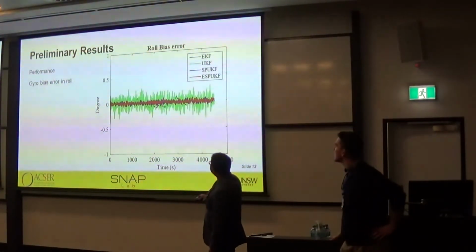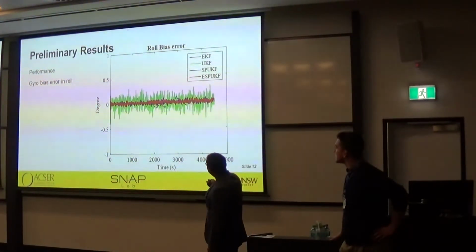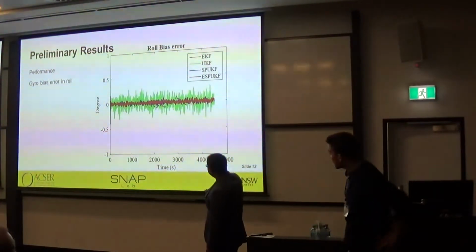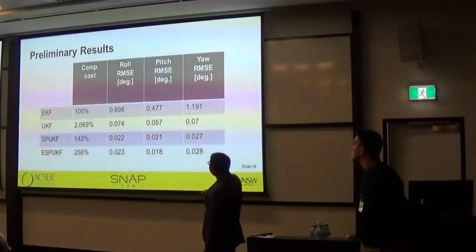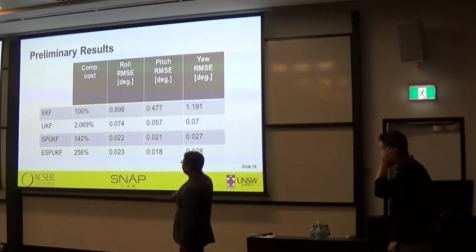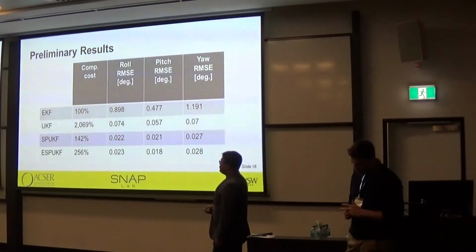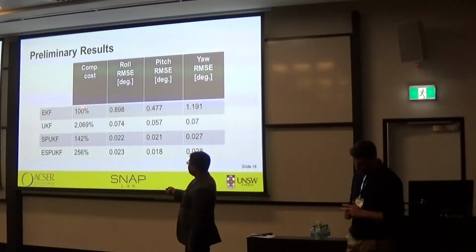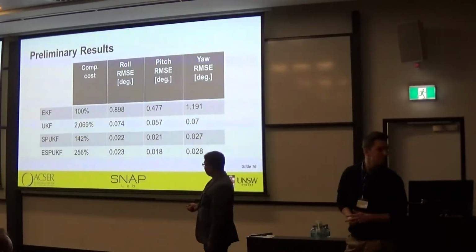So that is the gyro bias error estimation. Here the bias estimation error is similar for all the filters. And then finally, let's see what is the computation time improvement. We are comparing all the filters with respect to the extended Kalman filter. So computation cost for the extended Kalman filter is 100%, since we are comparing it with itself, and for UKF it's 20 times higher.